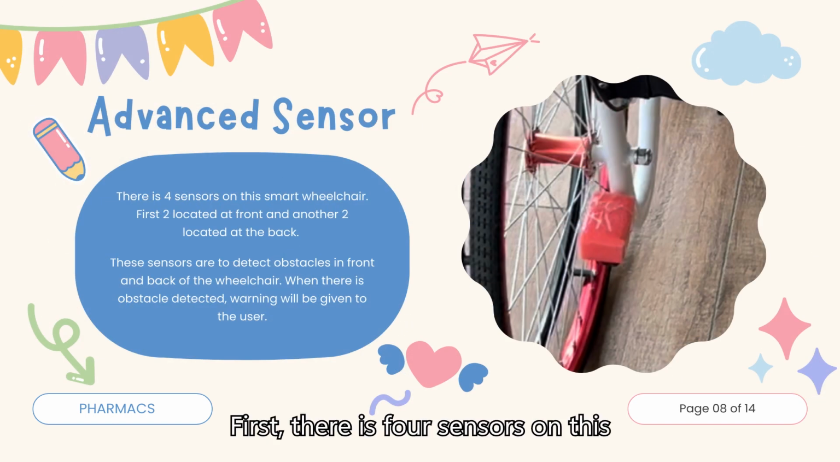First, there are 4 sensors on this smart wheelchair. 2 are located at the front and another 2 located at the back. These sensors are to detect obstacles in front and back of the wheelchair. When an obstacle is detected, a warning will be given to the user.